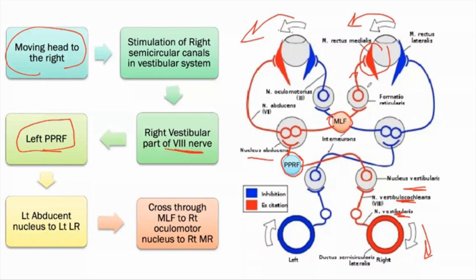The impulses will pass through the medial longitudinal fasciculus in order to relay on the third nerve nucleus to stimulate the medial rectus nucleus of the right side. So the oculomotor nerve will supply and stimulate the right medial rectus, causing right adduction, or movement of the right eye to the left. So with head movement to the right, this will lead to movement of both eyes to the left.